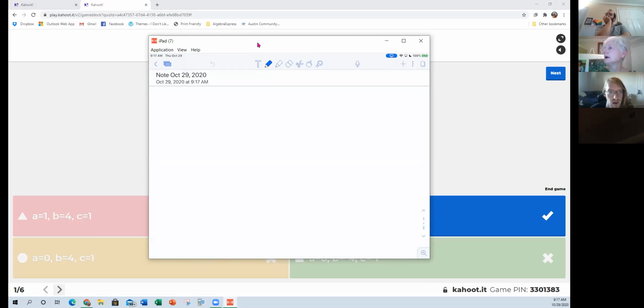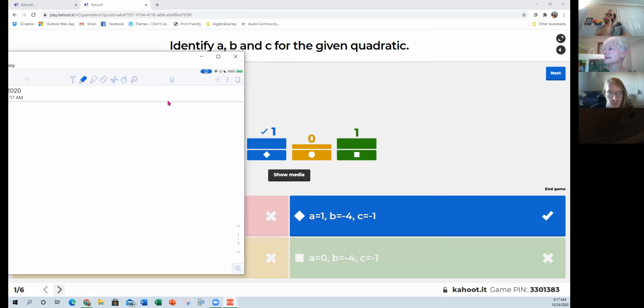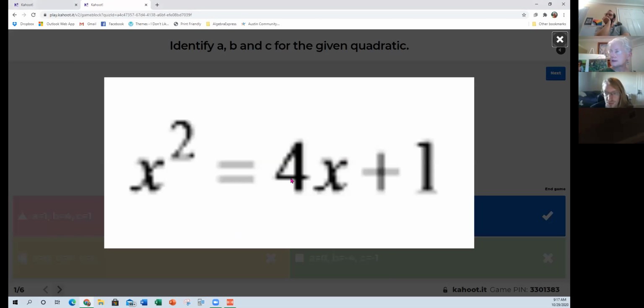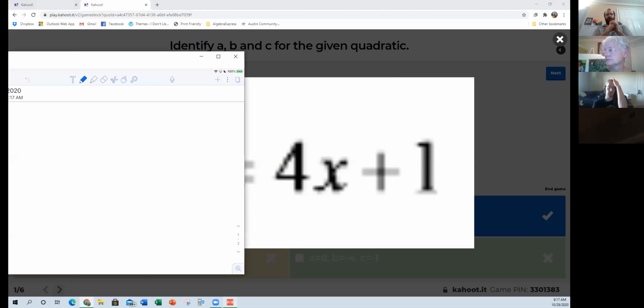Okay, so what we had was x squared equals 4x plus 1. And if you set this whole thing equal to 0 by subtracting 4x, that's going to be x squared minus 4x minus 1 equals 0. You have to do that first.